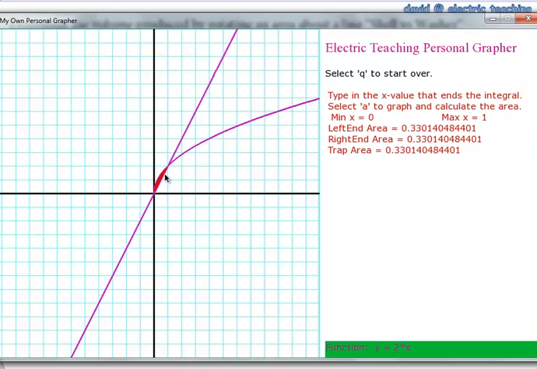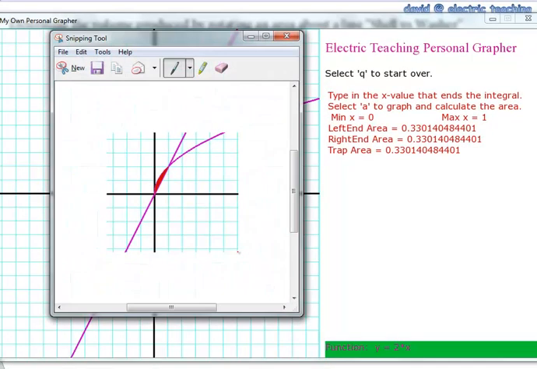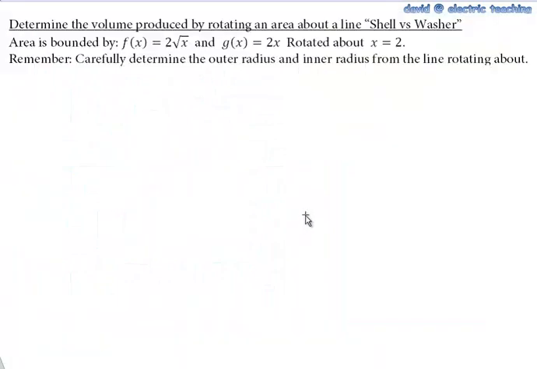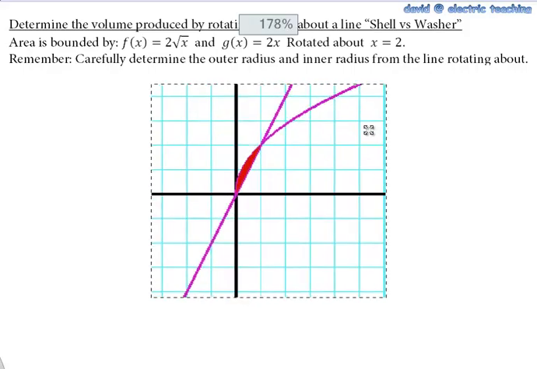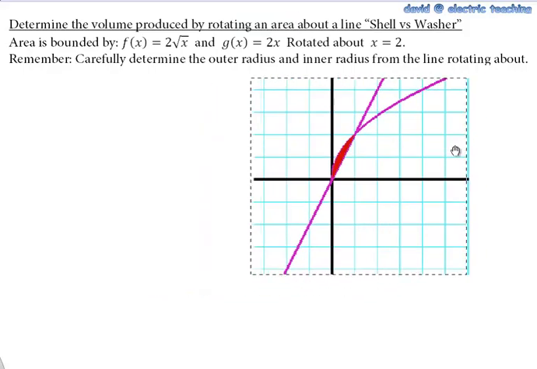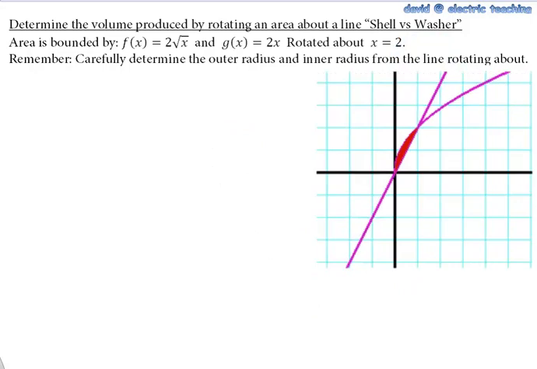We want to spin this around the x equal 2 line and create a volume. So I'm going to take a snippet of this real quick and bring it back into my note-taking area here. And let me enlarge this just a bit so we can play around and get a better visual on it. So let's rotate this about x equal 2. Here is x equal 2.